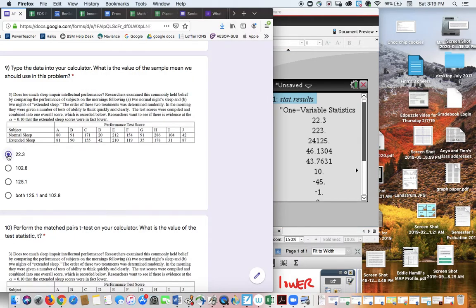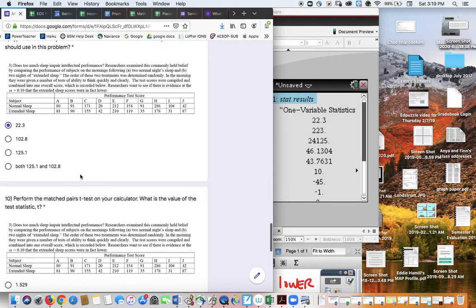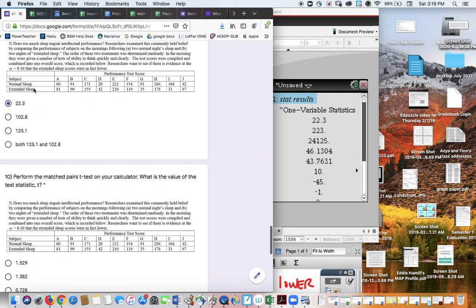That was a very long way to answer that question. Sorry. If you did normal, I think it was the 125.1. And if you just looked at extended, I think that was the 102.8. But those we don't care about. We only care about the differences between them when we're doing matched pairs.